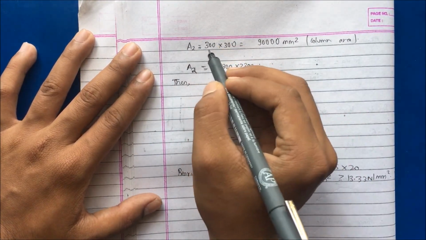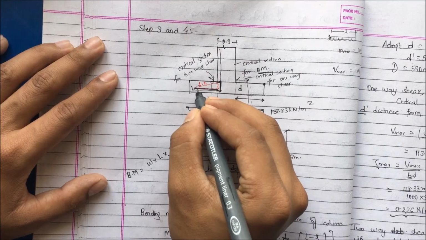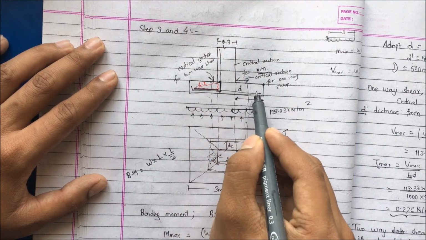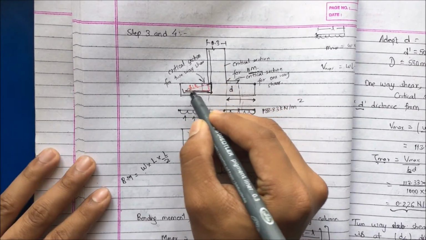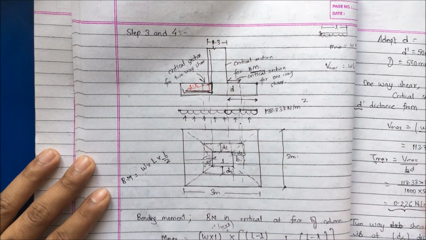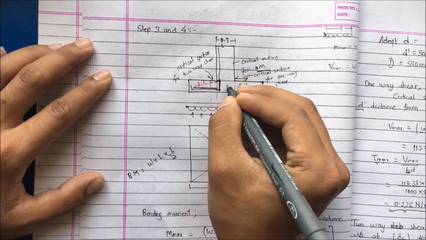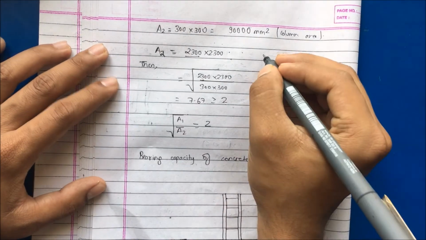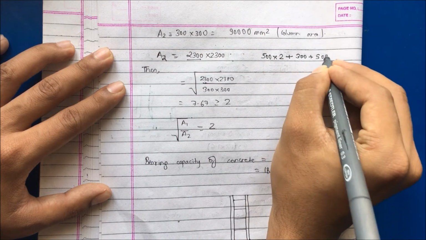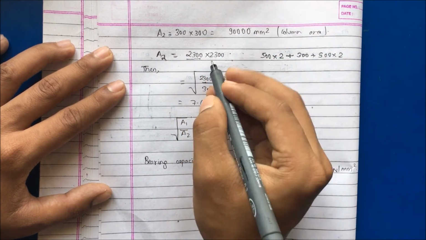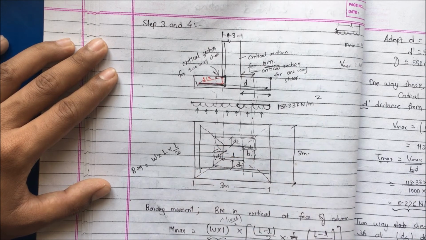Now A2, as I said, for the column it is 300 into 300, so this comes as 90,000 mm square. But A1 is this area, the supporting area for bearing of the footing. See, we have this slope as 1:2. Let us take this slope as 1:2, then with the depth here being 500, it is 500 into 2 plus 300 plus 500 into 2, so this comes as 2300. So on either side it will be 2300, 2300.